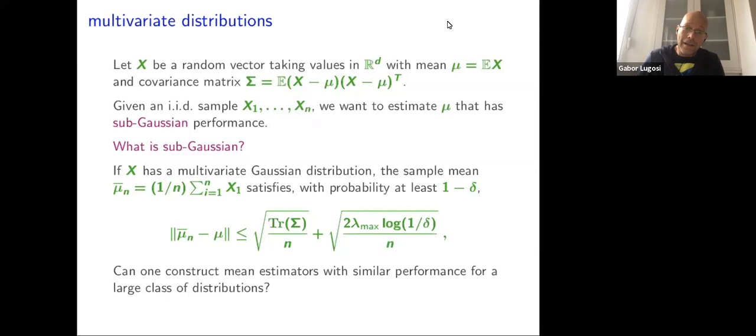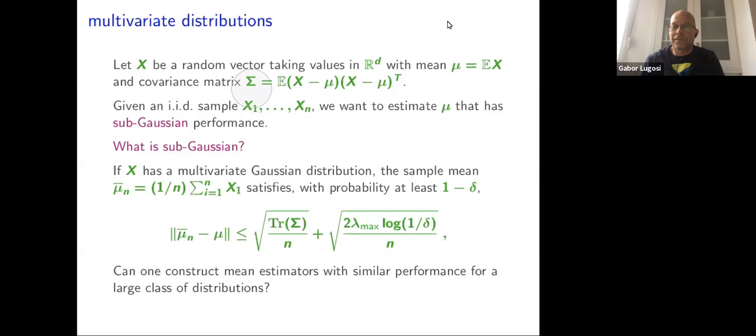And now we would again like to have a mean estimator that is sub-Gaussian, under only the assumption that the second moment exists. Okay? But of course, now what does it mean that an estimator is sub-Gaussian? In the one-dimensional case, this was quite natural.